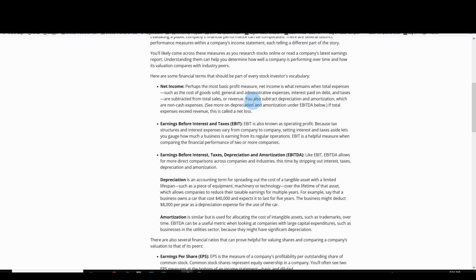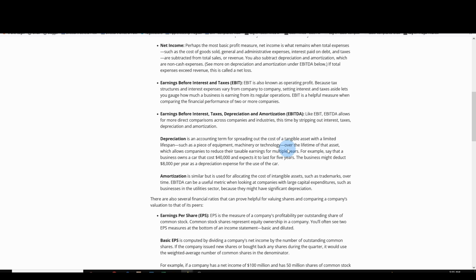Net income is what remains when total expenses, such as the cost of goods sold, general and administrative expenses, interest paid on debt, and taxes are subtracted from total sales or revenue. You can also subtract depreciation and amortization, which are non-cash expenses. See more on depreciation and amortization under EBITDA below. If total expenses exceed revenue, this is called a net loss.